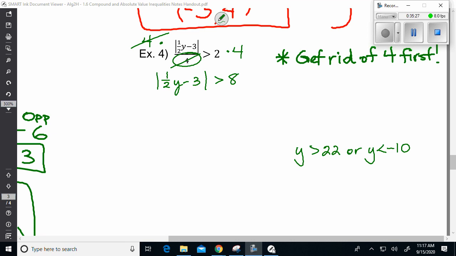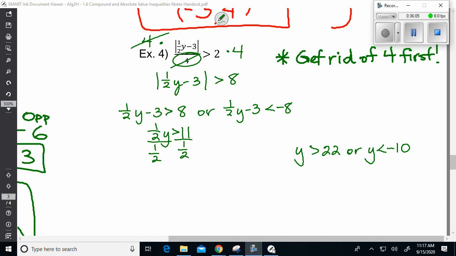Now we can do our rewrite. So we write it once as is. And then we keep, flip, and take the opposite. First inequality, add 3, you get 1/2 y is greater than 11. Dividing by 1/2 is the same thing as multiplying times 2. So y is greater than 22.